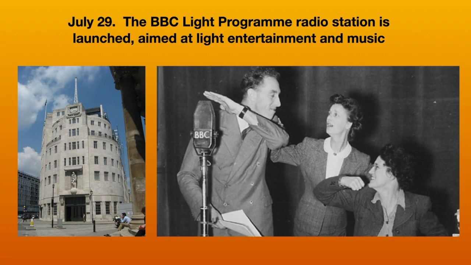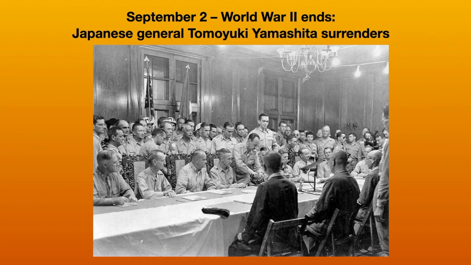July the 29th, the BBC Light Programme radio station is launched, aimed at light entertainment and music, which of course was a nice bonus at the end of the war. On September the 2nd, World War II ended in the Far East as well, as the Japanese surrendered.